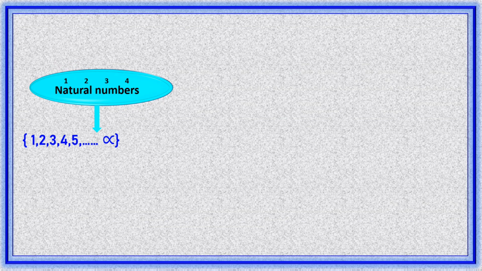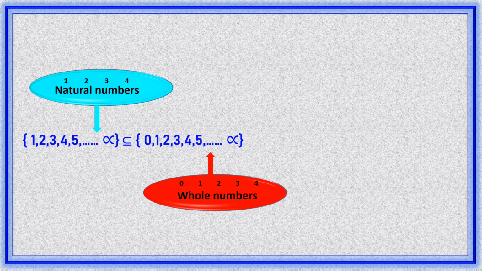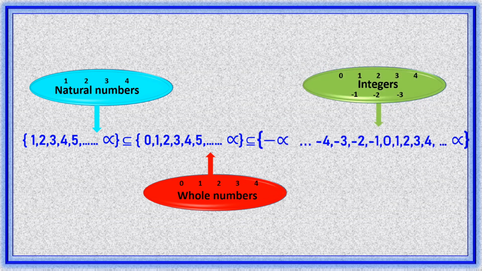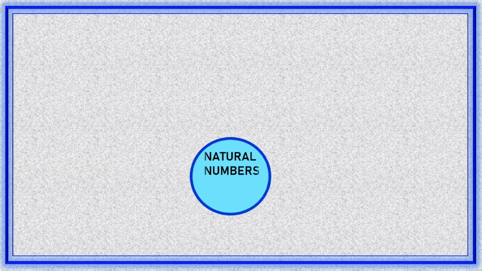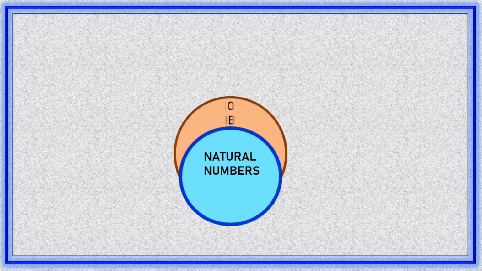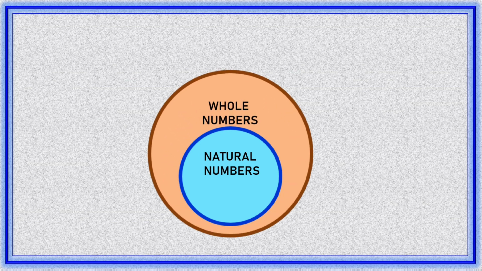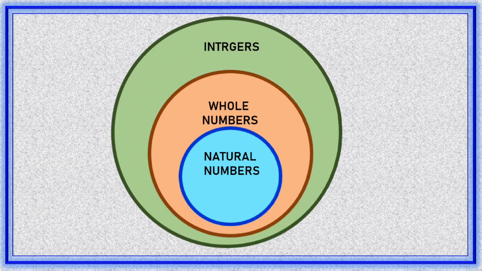Natural numbers 1, 2, 3, 4, 5 and so on up to infinity are a subset of whole numbers 0, 1, 2, 3, 4, 5 and so on up to infinity. Whole numbers are a subset of integers: minus infinity to minus 4, minus 3, minus 2, minus 1, 0, 1, 2, 3, 4 and so on up to infinity. Natural numbers are a subset of whole numbers. Whole numbers are a subset of integers.